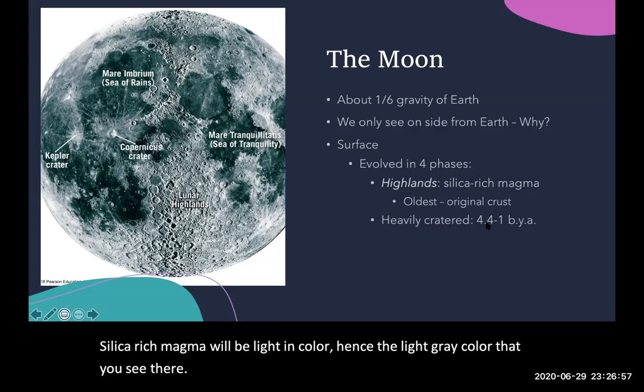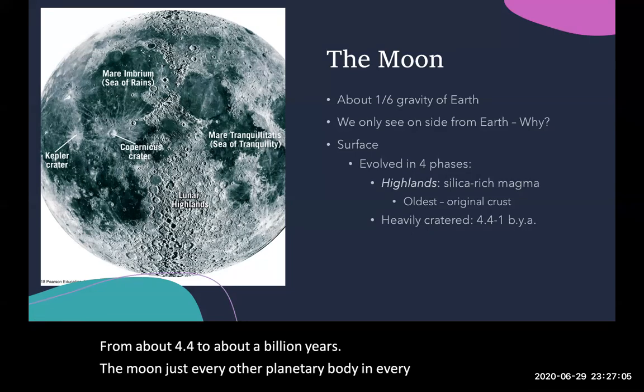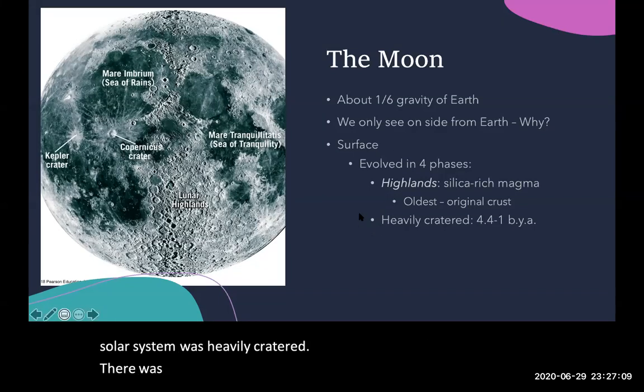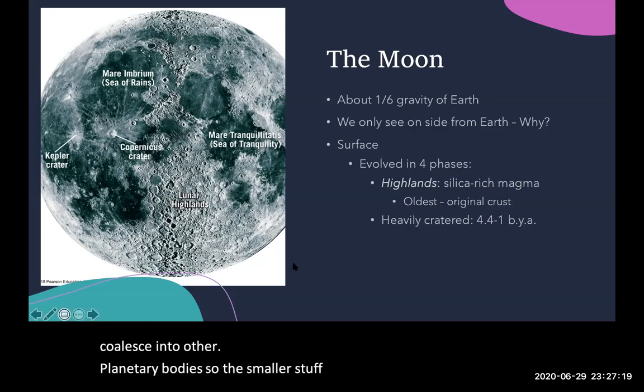From about 4.4 to about 1 billion years, the moon, just like every other planetary body and every other moon in our solar system, was heavily cratered. There was a lot of stuff out there as all this material was continuing to coalesce into other planetary bodies. So the smaller stuff was being added to the larger stuff.